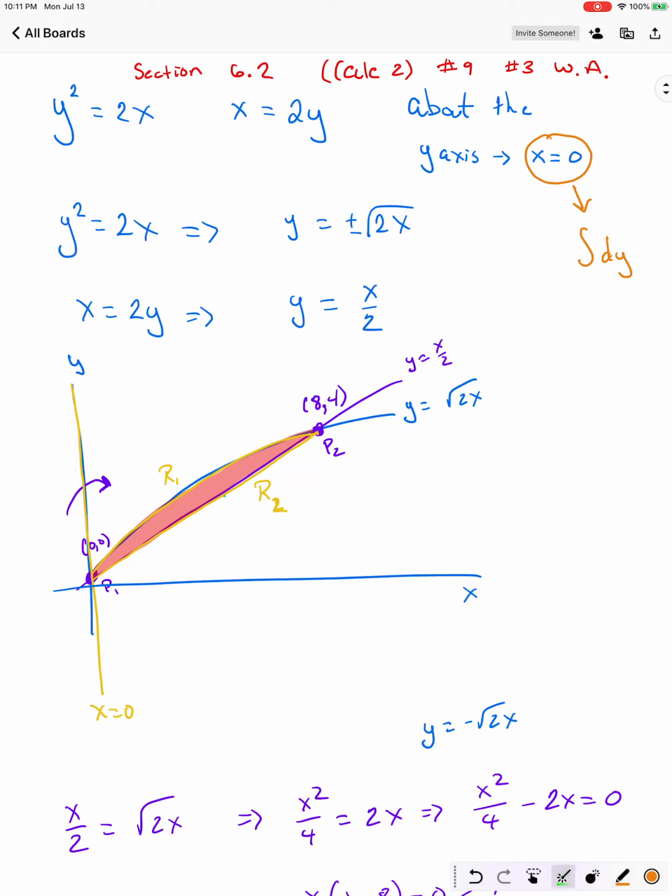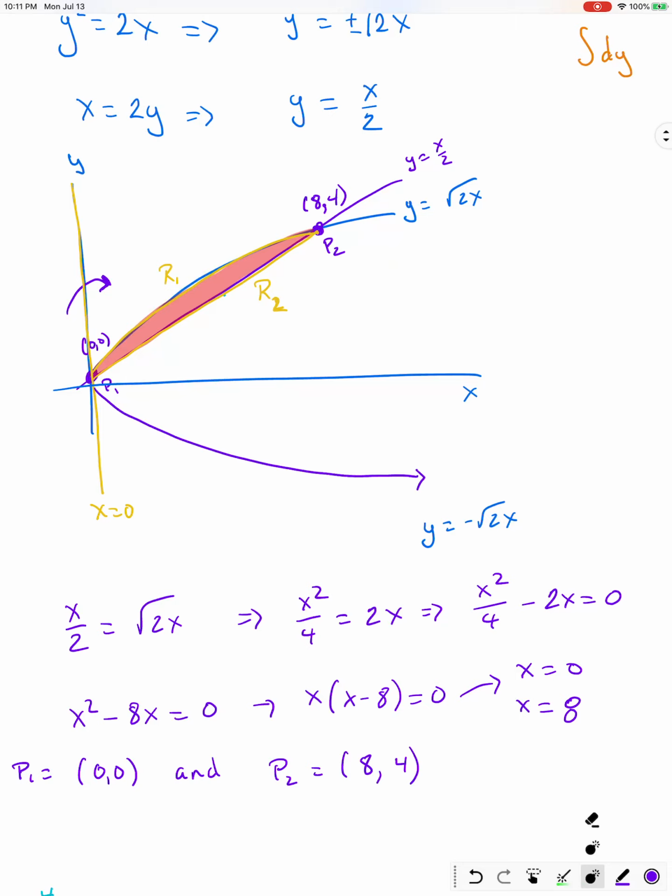Then the first thing I do is solve each of these for things that I recognize. So y squared equals 2x becomes y equals plus or minus the square root of 2x, and I drew that in. If I drew in the bottom part, it would look like this. Then I solved x equals 2y for y, which is y equals x over 2, and that's this curve here. Those are my two curves. I didn't need the bottom part, so I erased that, and it left me with this shape on the top.